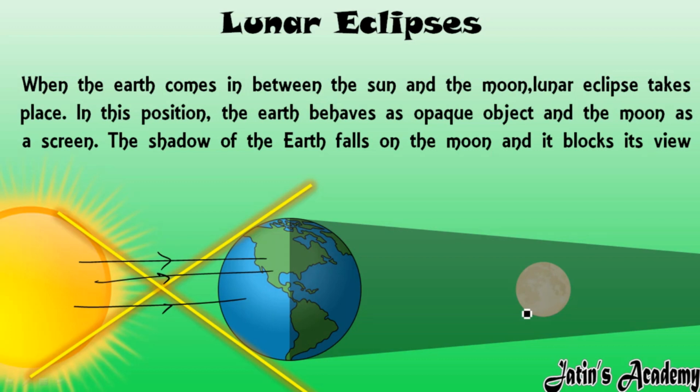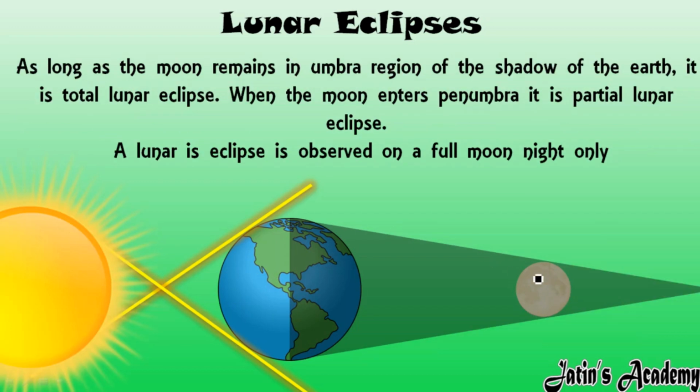Whenever the moon is in the umbral part, you will say that there is a total lunar eclipse. As long as the moon is in the umbral region, you will say that it is a total lunar eclipse. And when the moon enters the penumbral region, you will say that a partial lunar eclipse is there, and a lunar eclipse is always observed on full moon night only.